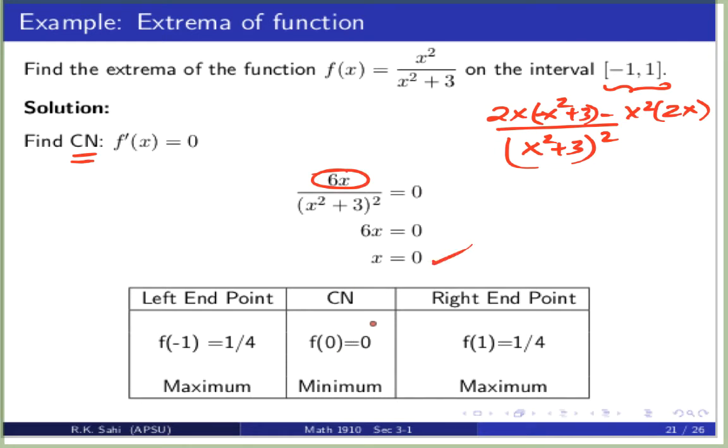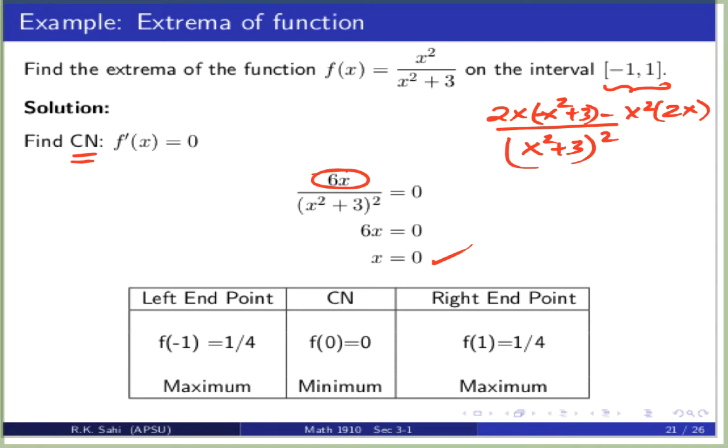Now here we have one critical number, and we also have to look at the left-hand and the right-hand points. So the maximum over here when you plug in is 1/4. f of minus 1, because remember the endpoints are minus 1 and 1. The right endpoint also is 1/4. The minimum happens at 0. So we have done this problem.